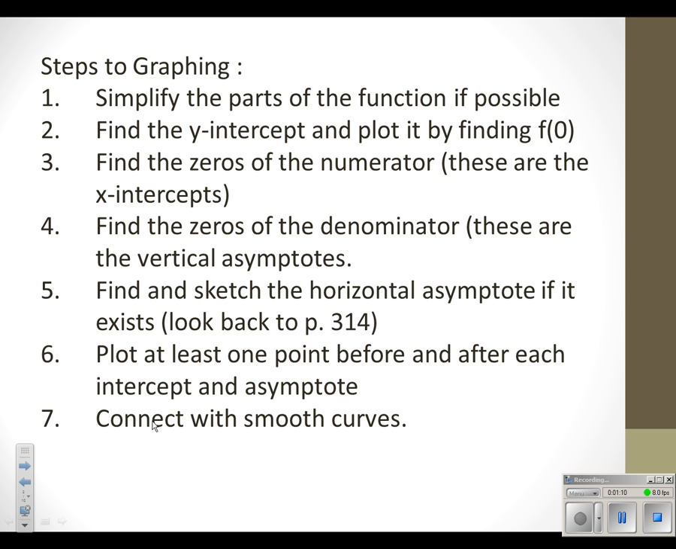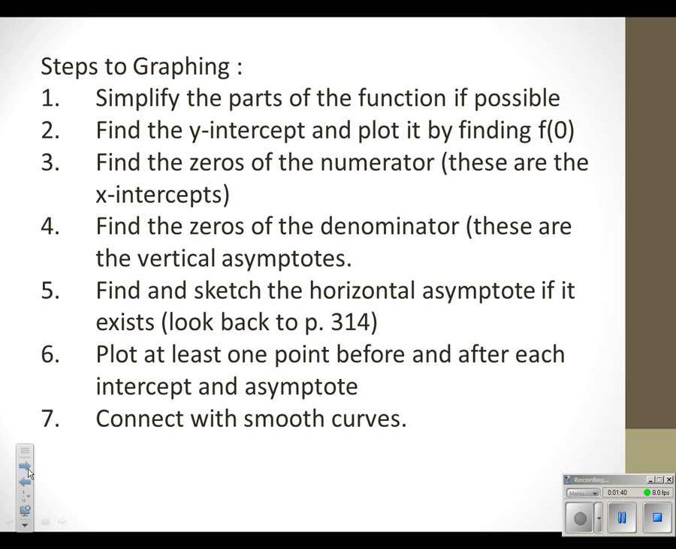Number 5, find and sketch the horizontal asymptote if it exists. If you forget the rules that are associated with the degrees of the functions, look back to page 314 so you can figure out whether or not you have a horizontal. Number 6, plot at least one point before and after each intercept and asymptote so you can get a better idea of how the curve is going to go. Then number 7, connect all those plotted points with smooth curves.